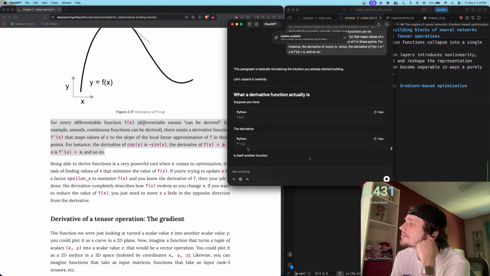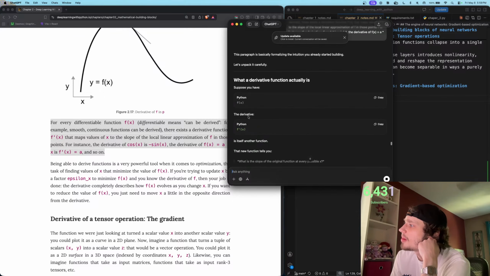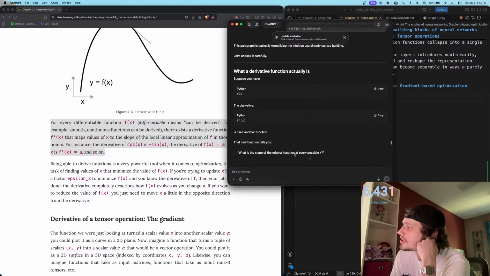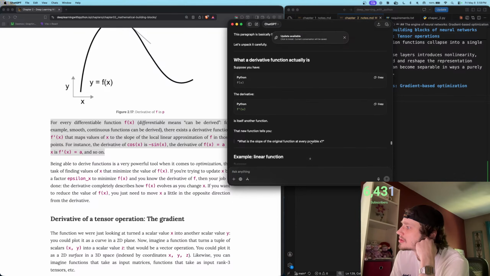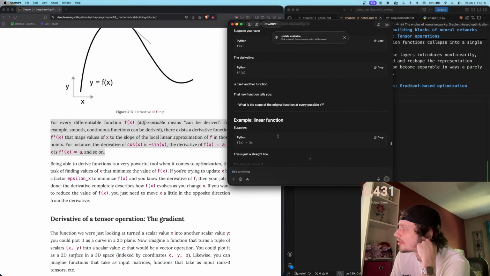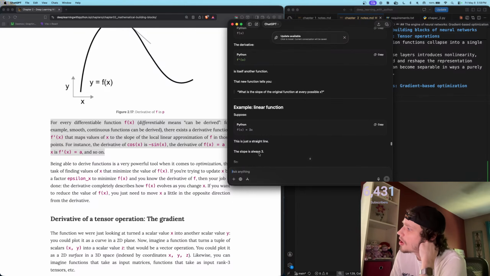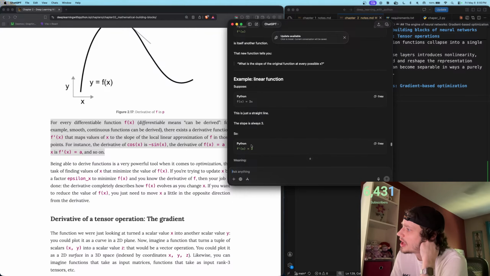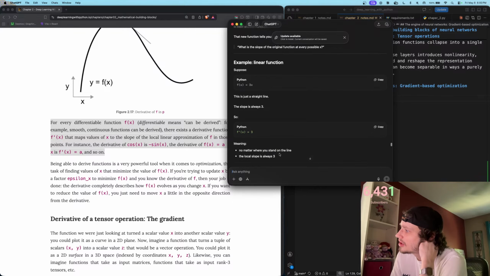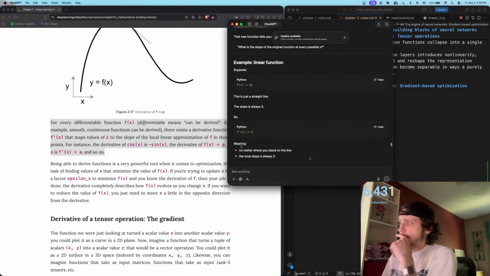Suppose you have f of x. The derivative, f prime of x, is itself another function. That new function tells you what is the slope of the original function at every possible x. Example, a linear function. Suppose f of x equals 3x. This is just a straight line. The slope is always 3. So f prime of x is equal to 3, meaning no matter where you stand on the line, the local slope is always 3.